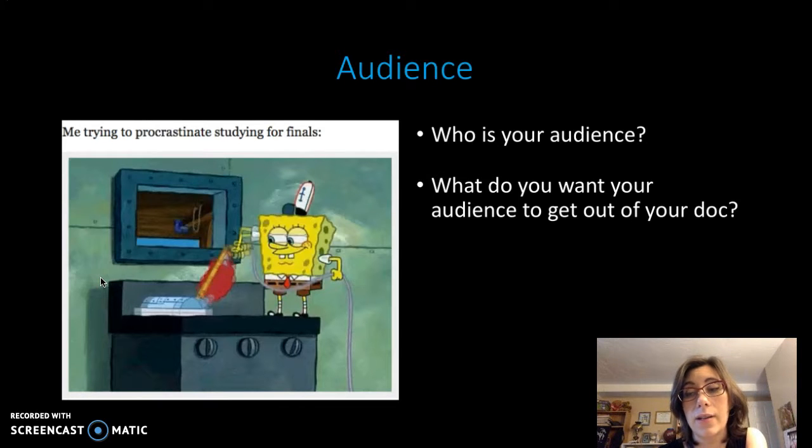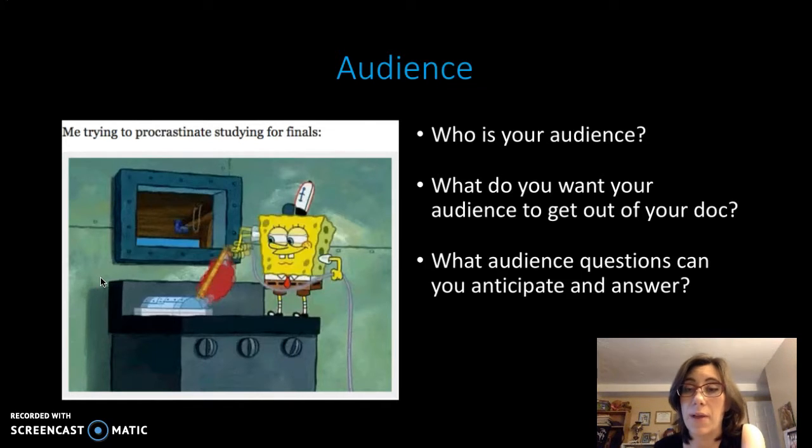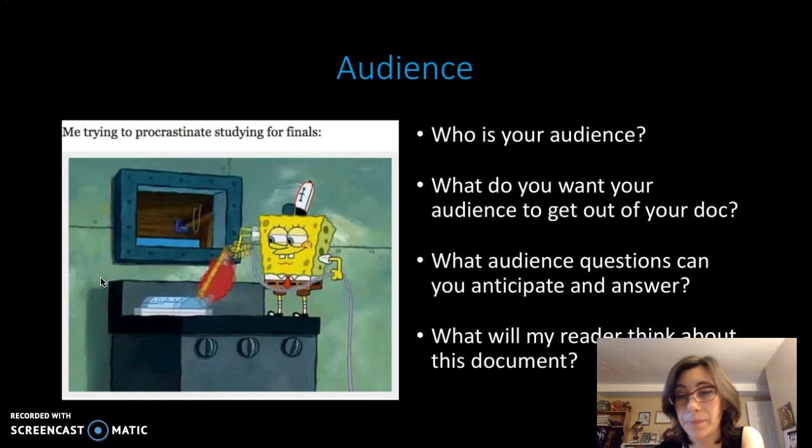What do you want your audience to get out of your document? Do you want them to do something? Do you want them to be convinced of something? Do you want them to buy from you? What do you want from them? What questions do you think your audience will have that you can anticipate and then answer for them?